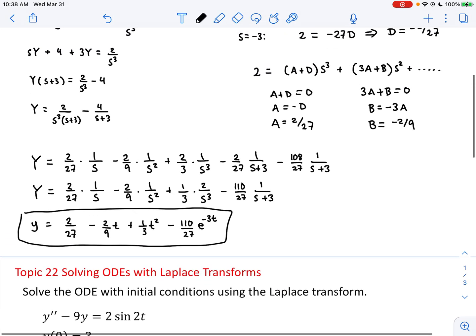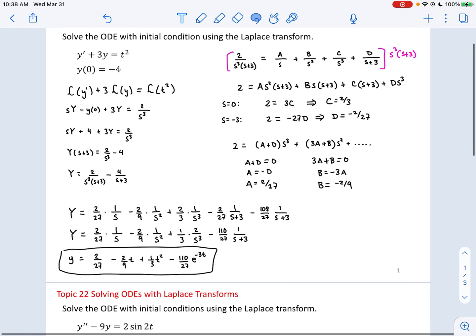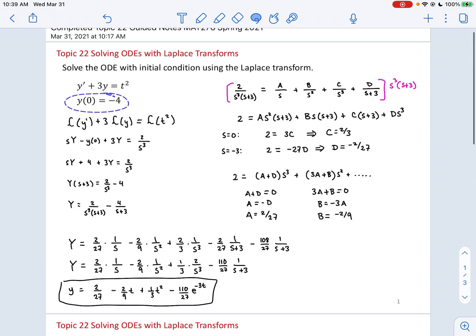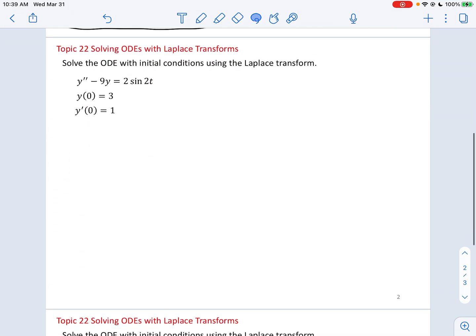I leave it to you to verify that, in fact, this is a solution, meaning that if you verify the initial condition, plug in 0 for t, you should get negative 4 out of all of this. And if you also do the derivative of this function and then plus 3 times that function, it should all just boil down to t squared. So I'll leave it to you to verify that this is in fact the solution that we are after. Let's go to the next one.